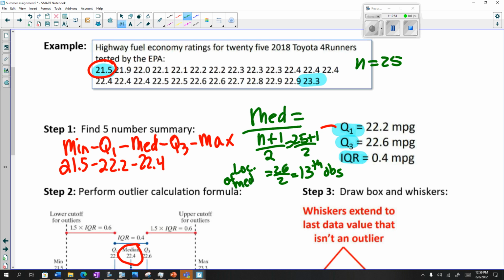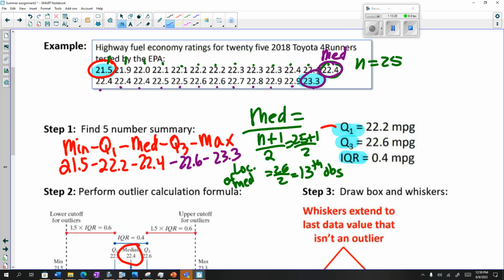So basically, because there's 25, which is an odd number, it's going to be like 12 and 12. And the one in the middle is going to be the 13th observation. So 1, 2, 3, 4, 5, 6, 7, 8, 9, 10, 11, 12, 13. If you count the other way, going from the left, 1, 2, 3, 4, 5, 6, 7, 8, 9, 10, 11, 12, 13, 22.4. So there's your median, 22.4, which we said below. Q3, 22.6, and the maximum we said 23.3 up here, okay?